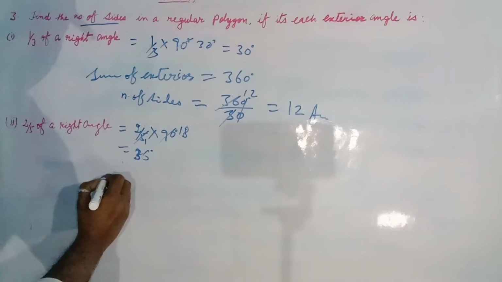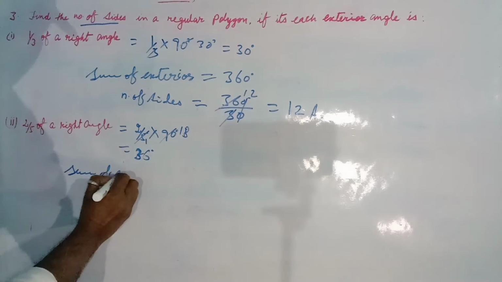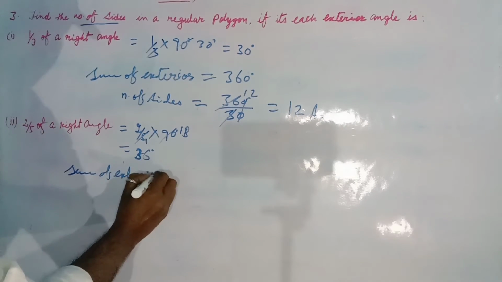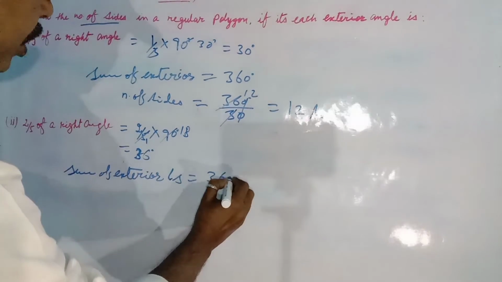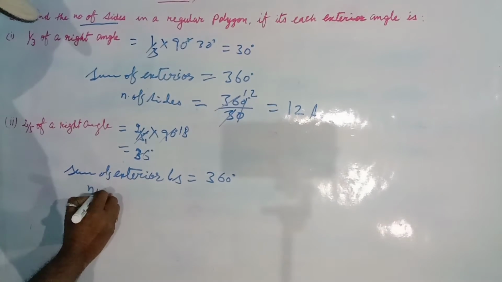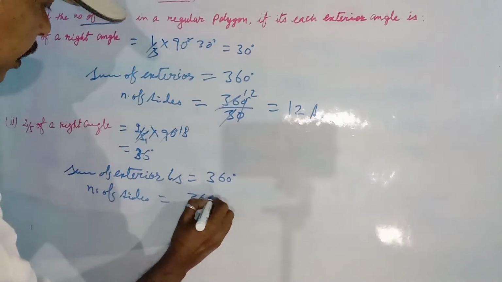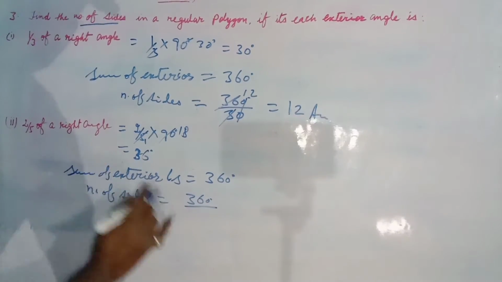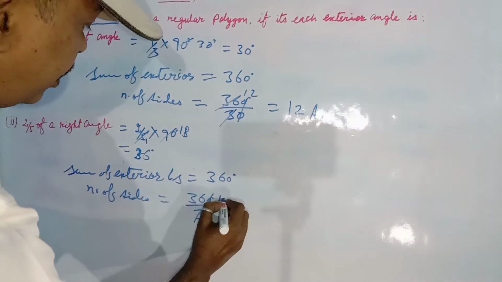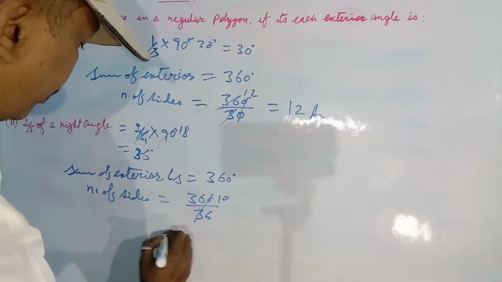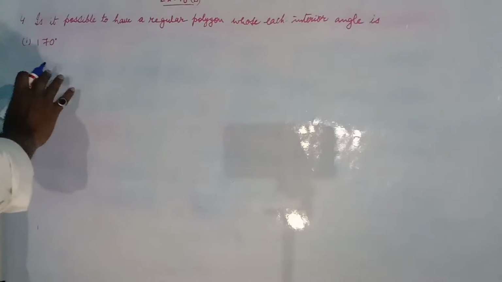Now once again we will use the sum of exterior angles. As we know, the sum of exterior angles is 360 degrees, and then the number of sides equals 360 degrees divided by each exterior angle, that is 36. Now 36 times 10 is 360. Therefore the number of sides equals 10. That is the answer. Now we have question number 4.